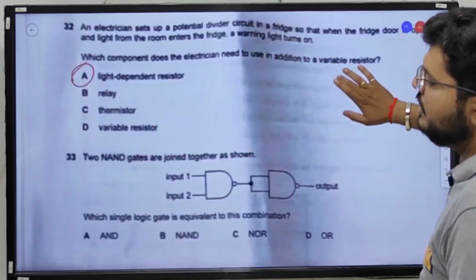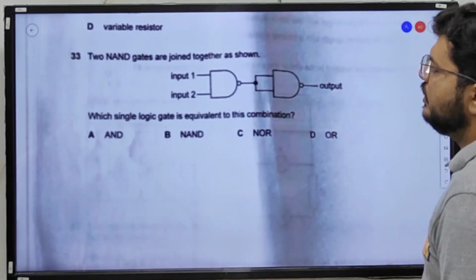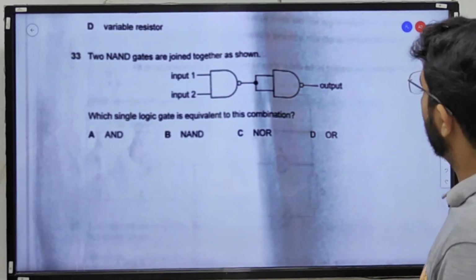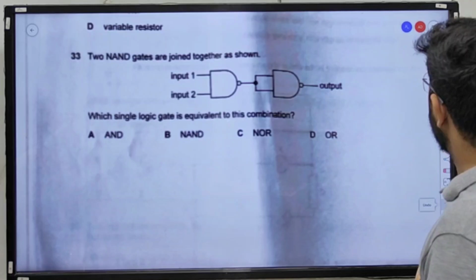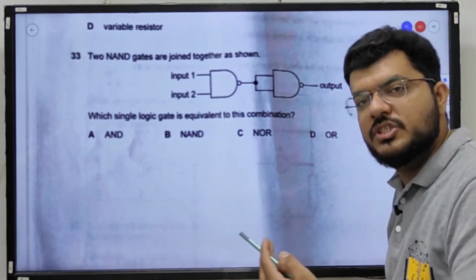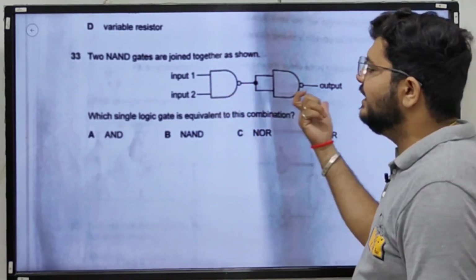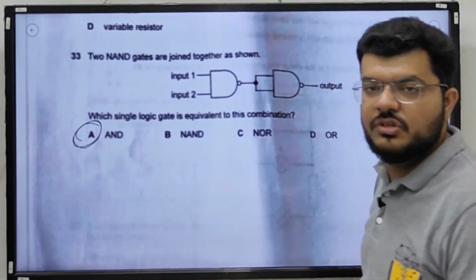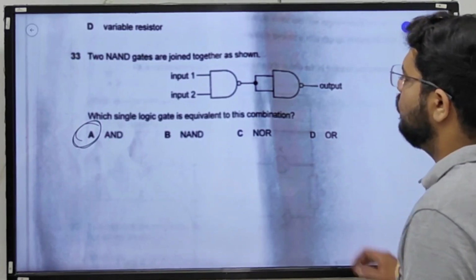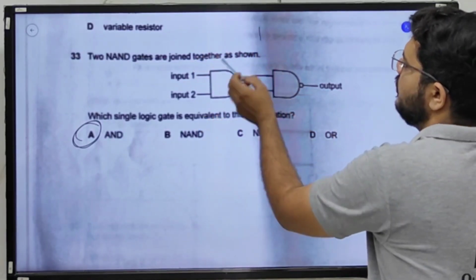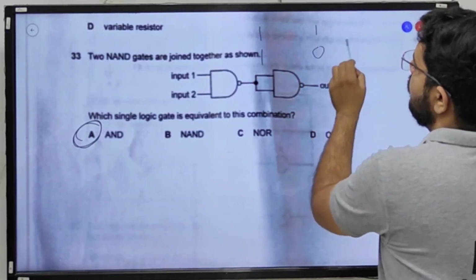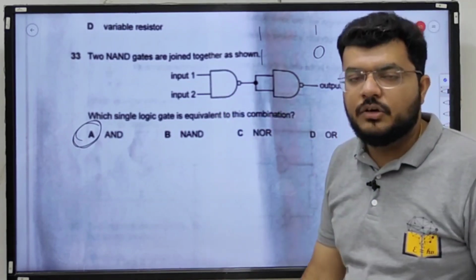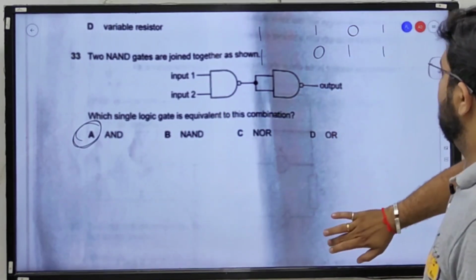That's it. Then two NAND gates are joined together as shown. Which basic single logic gate is equivalent to the combination? Now, see, negative of a negative is positive, right? In the same way, if you go through a NAND gate twice, it becomes an AND gate, right? So your answer is option A. You can use the inputs 1,1; 1,0; 0,1; and 1,1 to find out if this matches the AND gate or not, right?